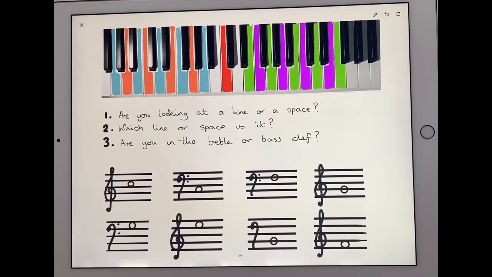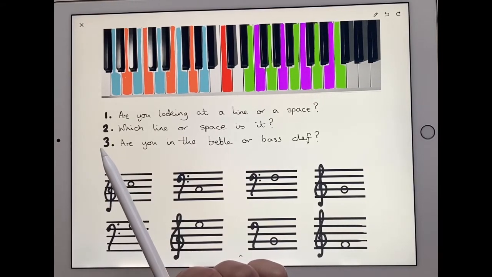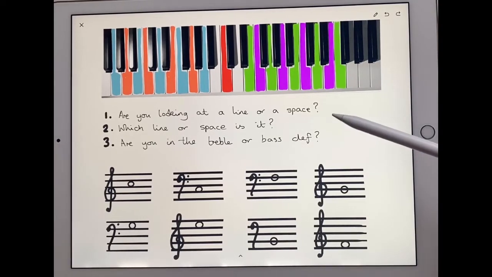Okay, this is the final video, reading notes on the stave using the famous rhymes. So we're going to work along like this. I haven't numbered them, so 1, 2, 3, 4, and then 5, 6, 7, 8. And we're going to talk about the 3-step problem. So here we go. Step number 1.